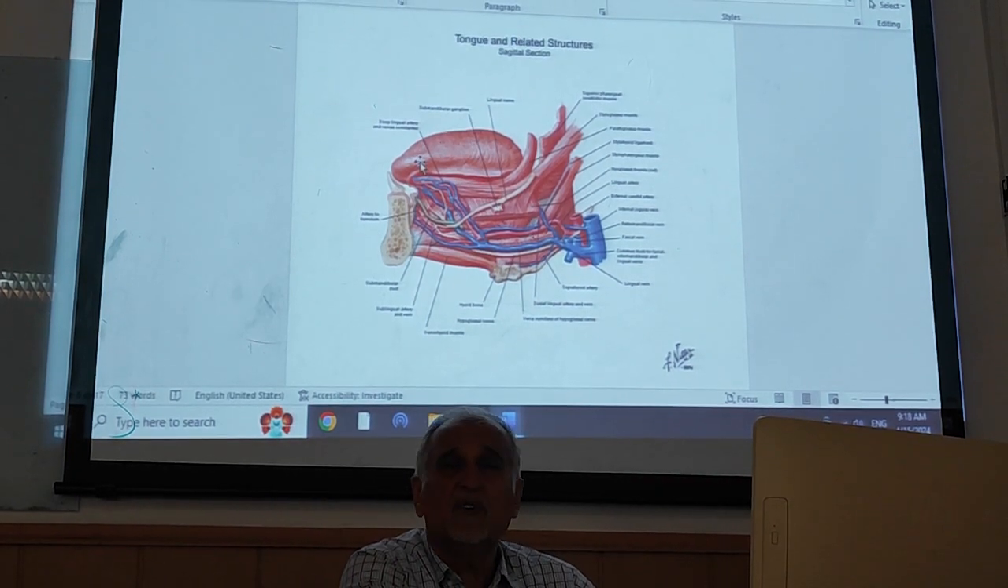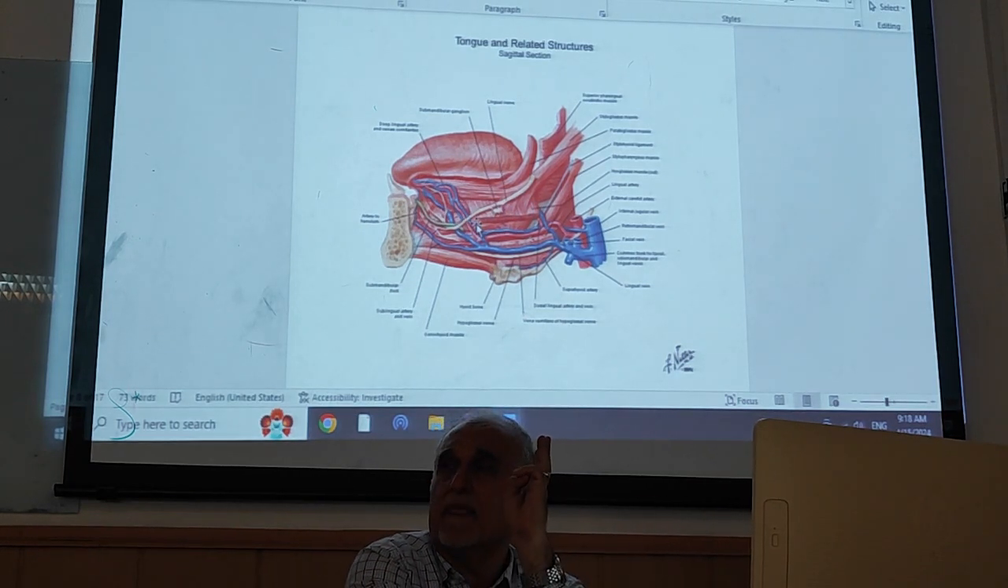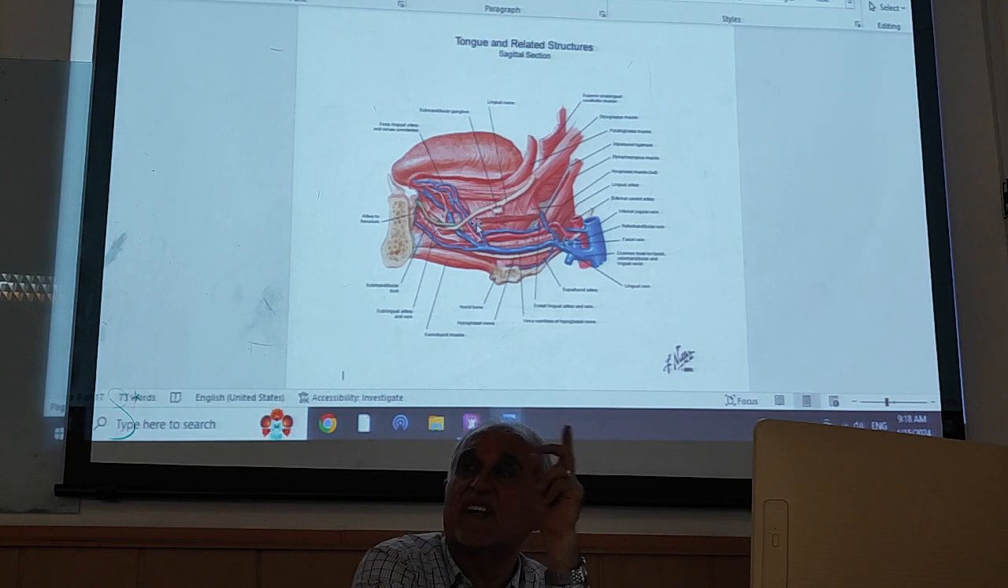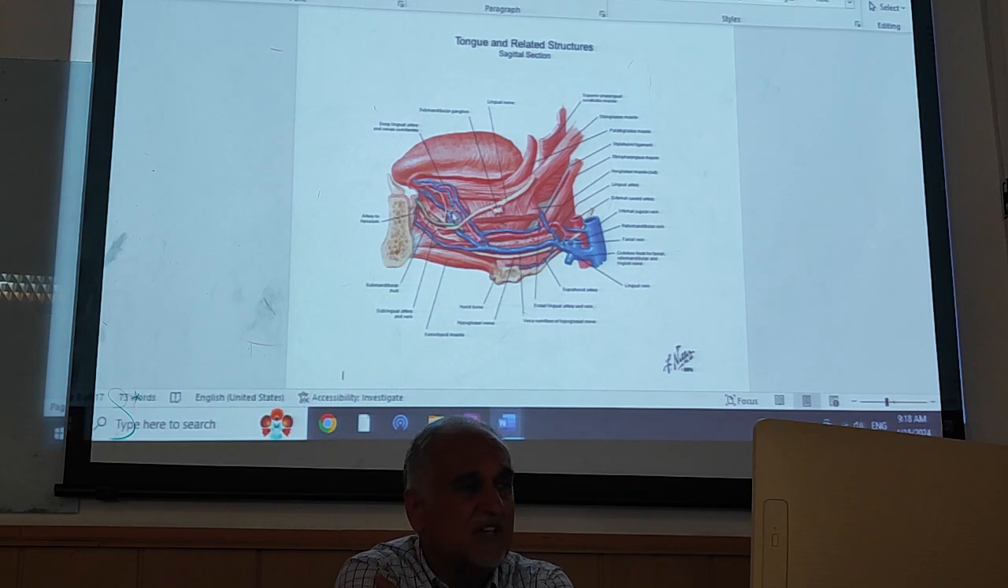So the anterior 2/3 of the tongue is supplied by the lingual nerve, of course the sensory, and the salivatory branches go back to the facial. The parasympathetic branches come through the facial and reach the tongue by the lingual nerve. And the hypoglossal, as I mentioned, supplies the muscle. And this green one is the duct of the submandibular.